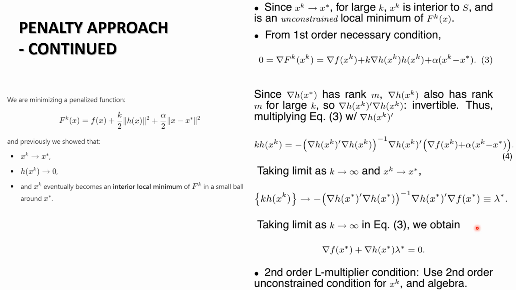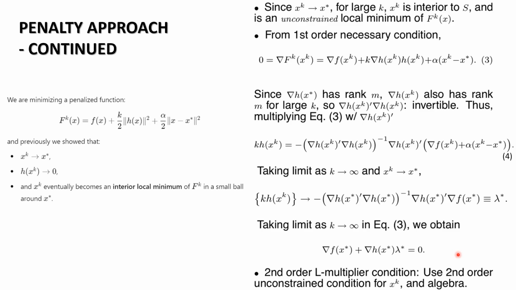From equation 3 we received that this sum will be equal to 0, and taking the limits as k tends to infinity, and noting that alpha multiplied by x_k minus x star tends to 0, and k h of x_k tends to lambda star, we get such kind of correlation. And this is the first order Lagrange multiplier condition.